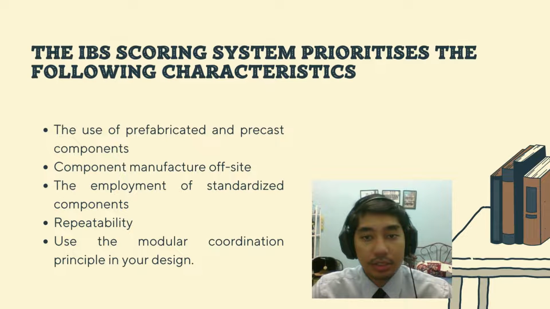Okay, next is the IBS scoring system. It prioritizes the following characteristics. First, the use of prefabricated and precast components. Second, component manufacture off-site. Third, the employment of standardized components. Next is repeatability. Lastly, use the modular coordination principle in your design.